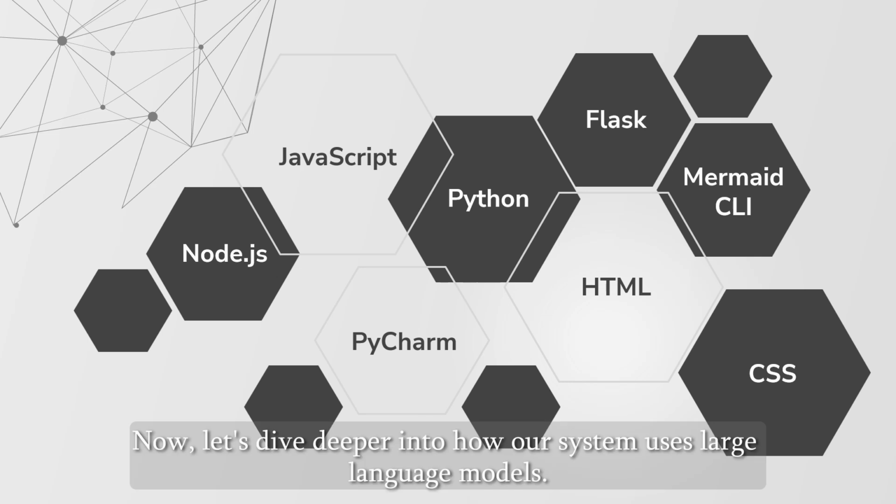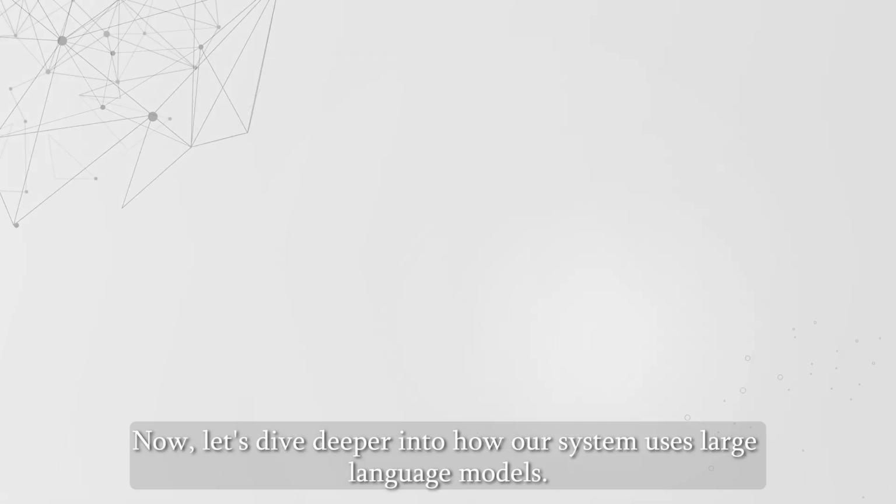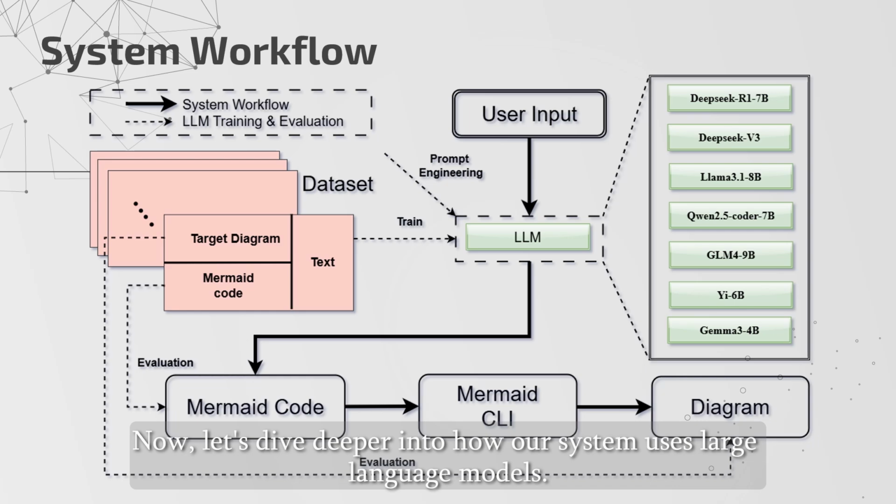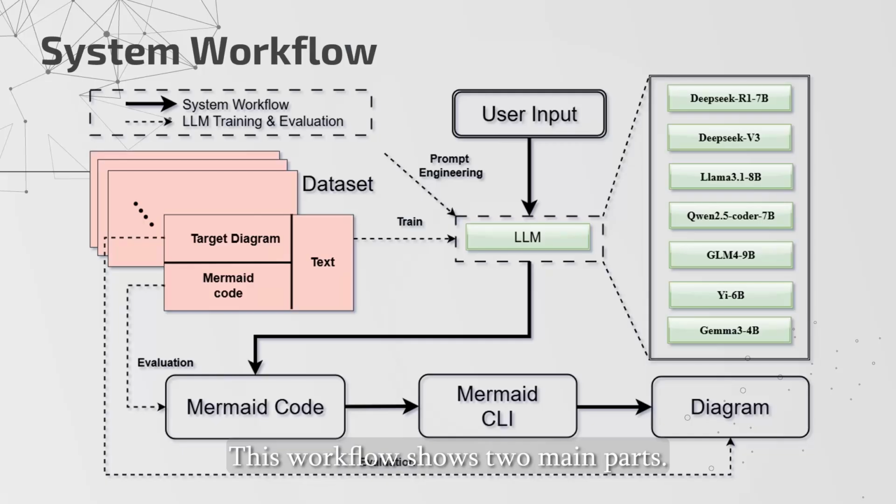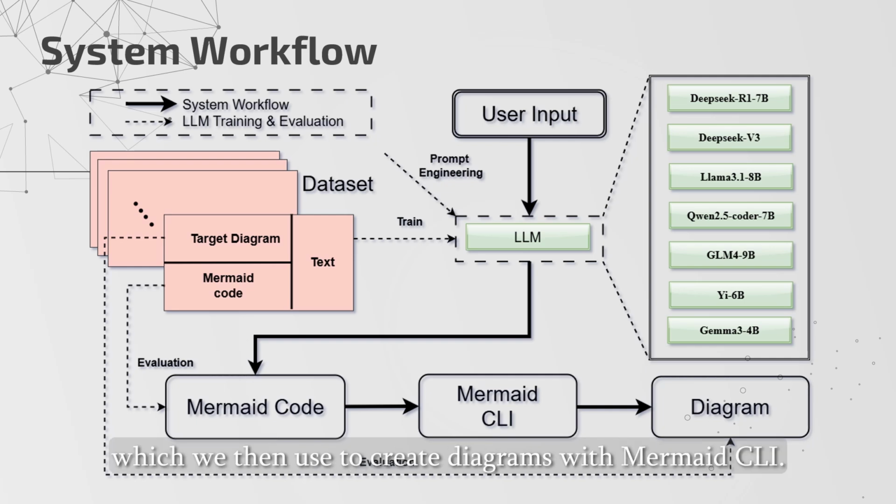Now, let's dive deeper into how our system uses large language models. This workflow shows two main parts. First, the system processing part, where a user enters text and the large language model analyzes and breaks it down, turning it into Mermaid code, which we then use to create diagrams with Mermaid CLI.